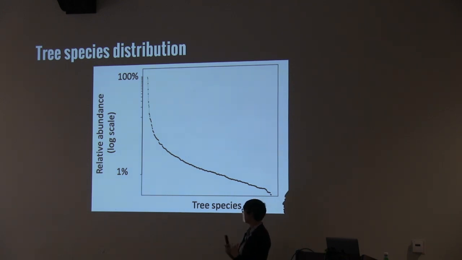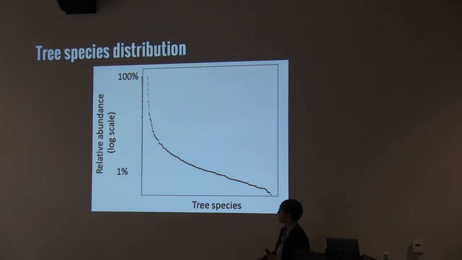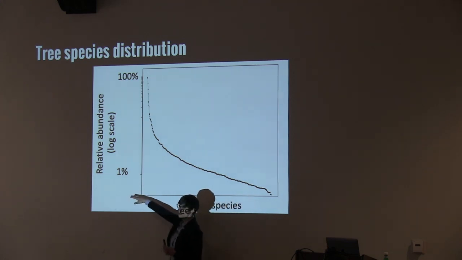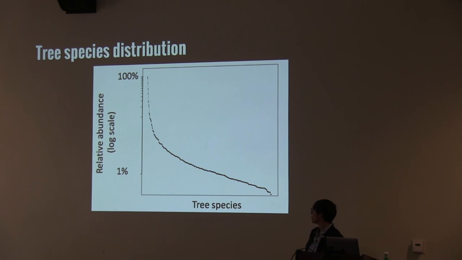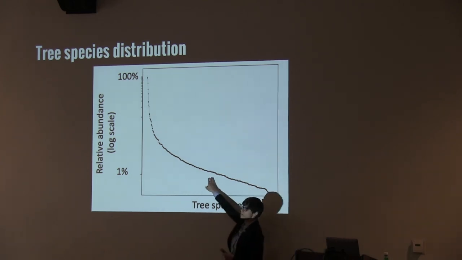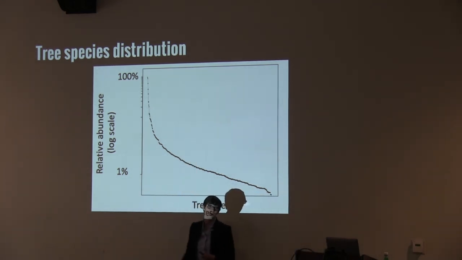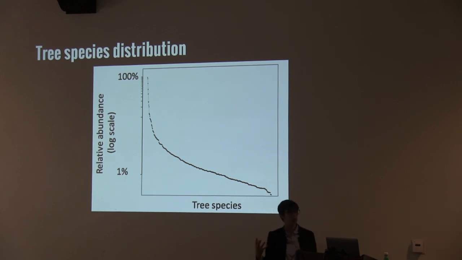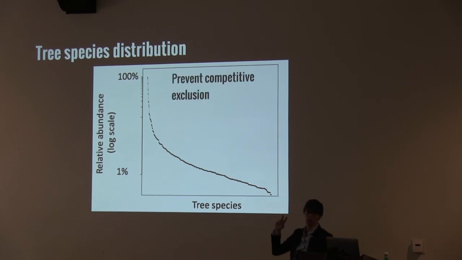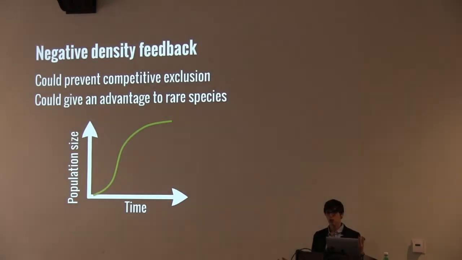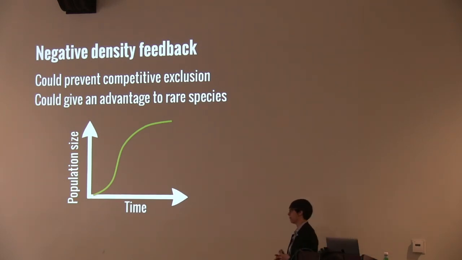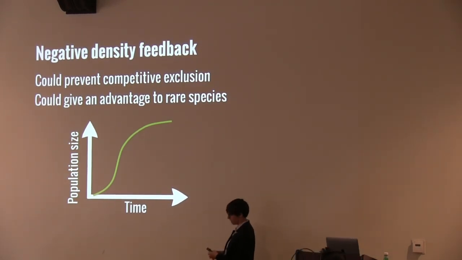So let's say you get a chance to go in those forests and you start recording which tree species you encounter and their relative abundance, and you plot their relative abundance at the large scale, organized from the most common to the least common. What you're going to see is a very long tail of rare species and a few very common species. So you need two things to happen to get coexistence. You need to prevent competitive exclusion, and you need to rescue all of those species that are extremely rare. We know that negative density dependent feedback can do those two things, right? You can prevent competitive exclusion and you can rescue the rare species.